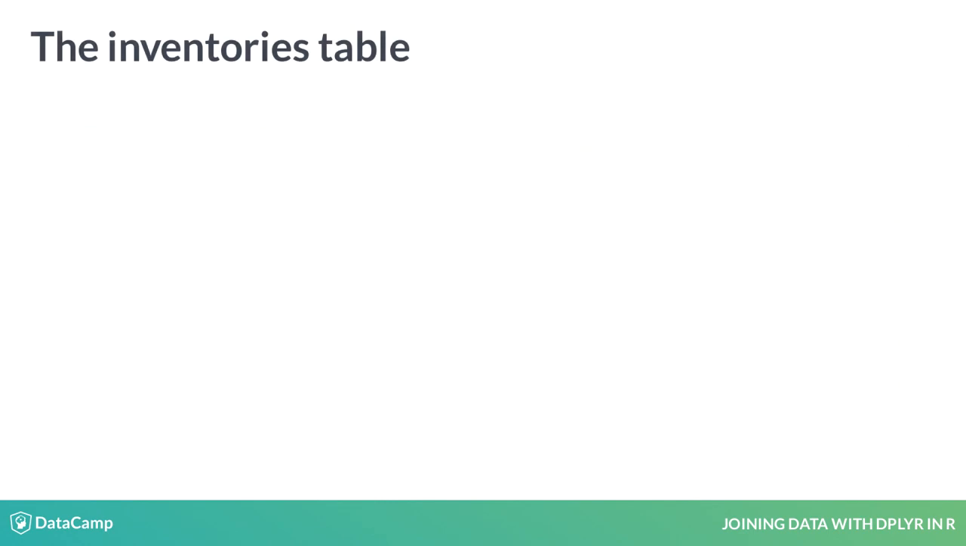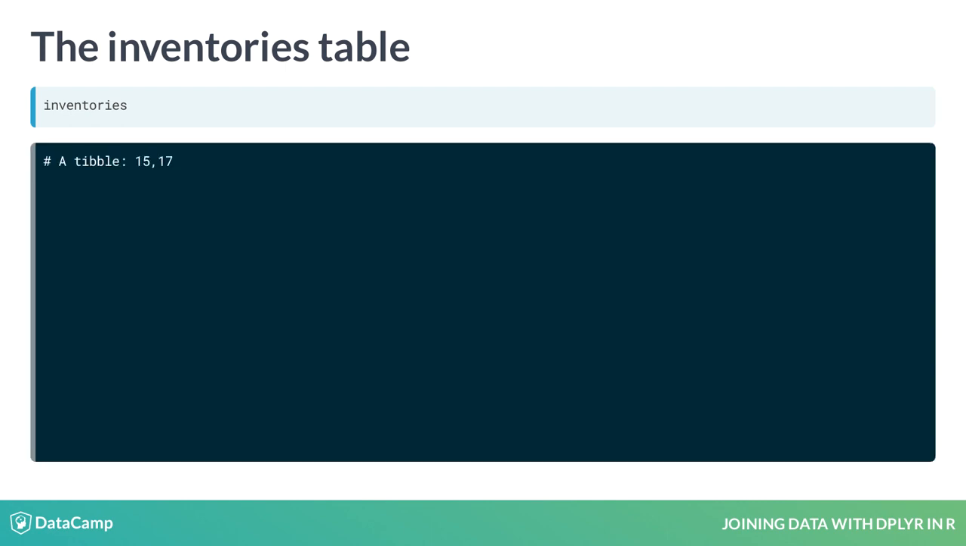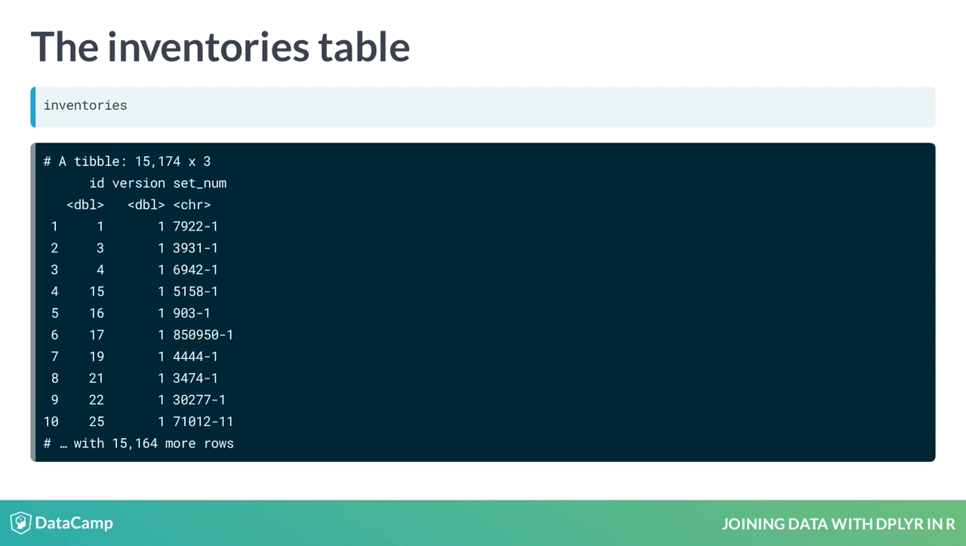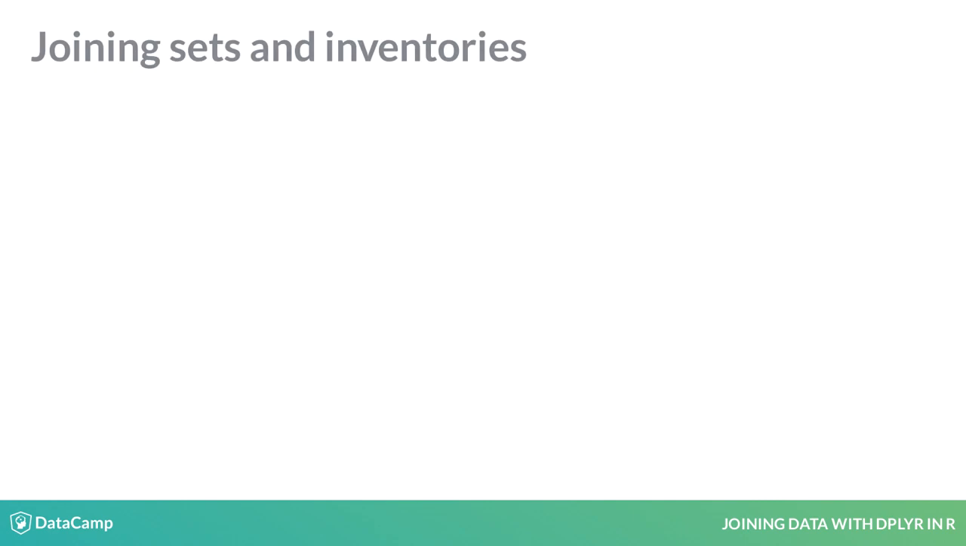Let's introduce a new table, inventories. An inventory represents a product that's made up of some combination of parts. Notice that inventories has the variable setNum, which suggests it links to the setNum variable from our sets table. Let's try using that variable to join sets to inventories.